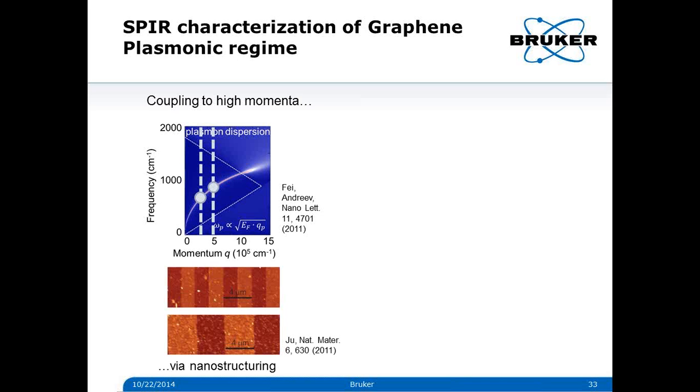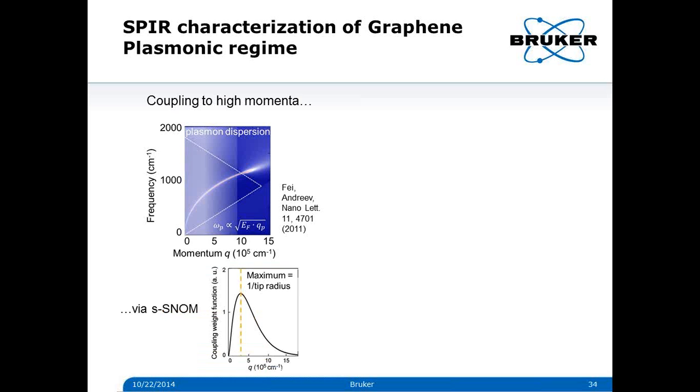But what you can do is pattern your sample, which has been done in this work, via nanostructuring of your graphene. But the problem is, for each wave vector Q, you have to have a different structure, so a different sample. And also you change the properties because you add edge effects.